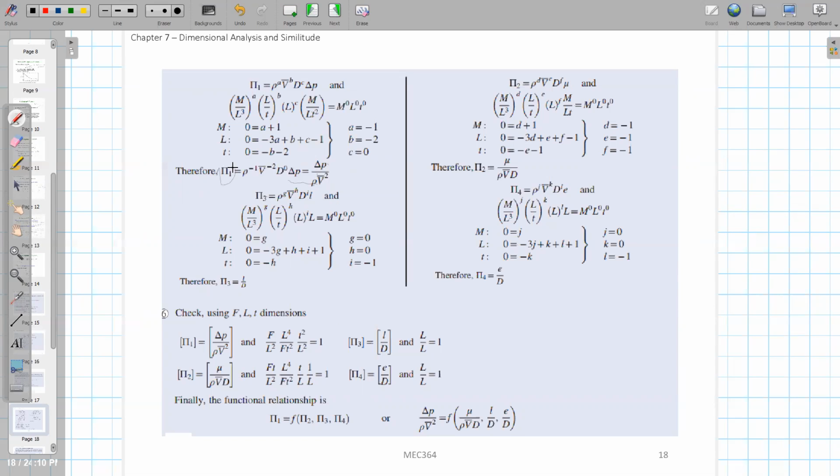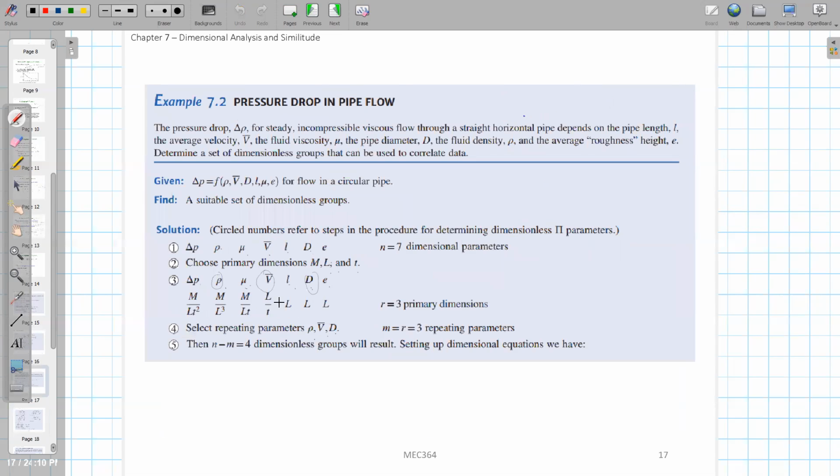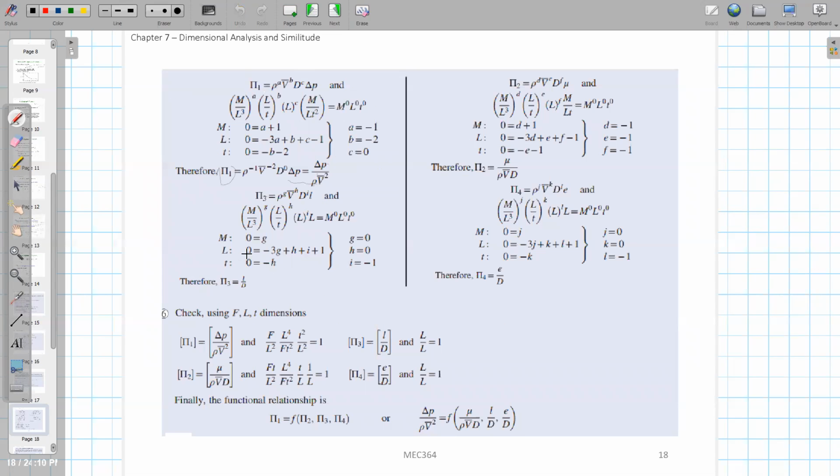Okay, remember that pi 1 you obtain from the primary parameter delta P, right? So using the second primary parameter mu, you can find pi 2. Similar idea: the repeated parameters are shown here times the primary parameter, and D, E, F are unknown coefficients. You find them by equating the dimensions, making pi 2 dimensionless. After you find D, E, F, you substitute back into the pi 2 equation. So this is 1 over the Reynolds number again: mu over rho V D. So pi 2 is found.